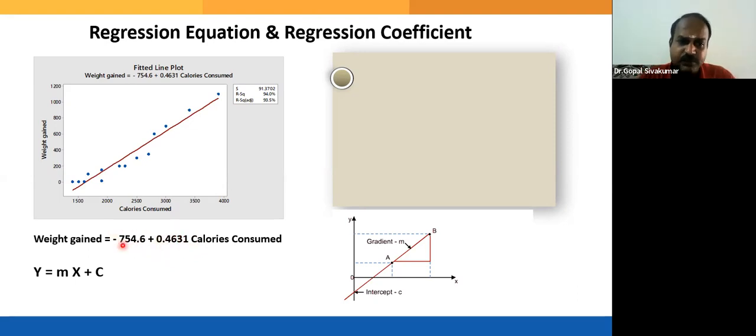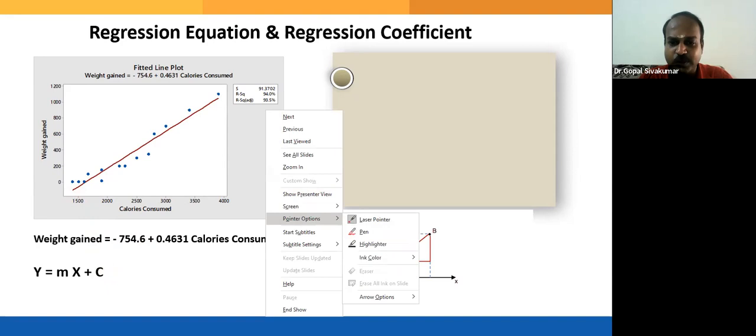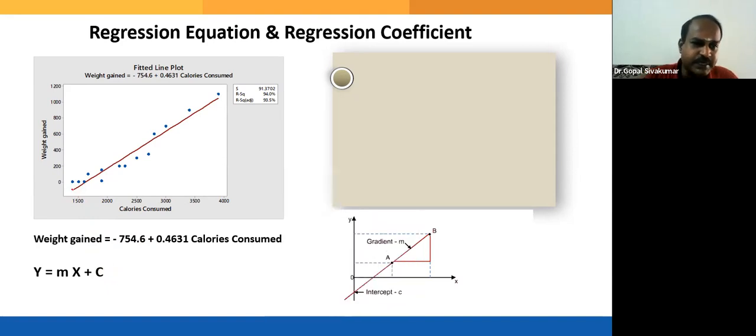And this minus 754.6 is called the y-intercept, nothing but the c value. In order to get the y-intercept, you extend the line and find out the point where your line is crossing the y-axis. Let me take my pen and I will draw it for you. See here, I'm extending it. My line is crossing the y-axis here, and this point is below 0. Am I right? Below the origin. Yes. And that is why it is negative.